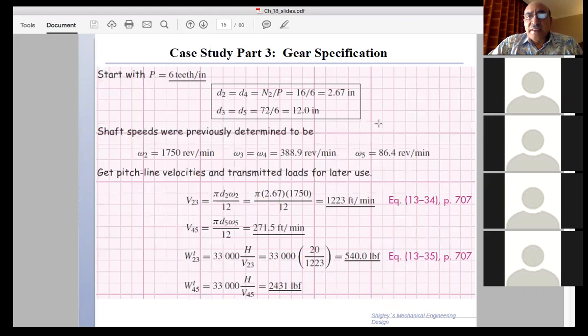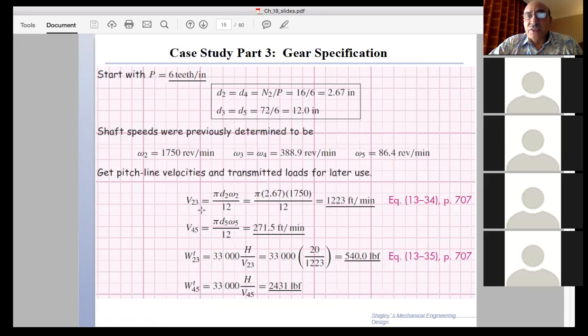And for the forces, the idea here is that if a gear is rotating at a given RPM, then it has a tangential velocity called the pitch line velocity, which is pi d times omega. So this is the velocity of any point on the gear that is tangent to it. And usually we write it in feet per minute, so we divide by 12 because everything is in inches. So we get what we call the pitch line velocities for the transmitted loads, as the V of gear 2 pushing on gear 3.